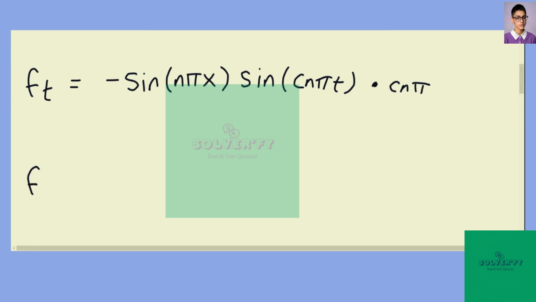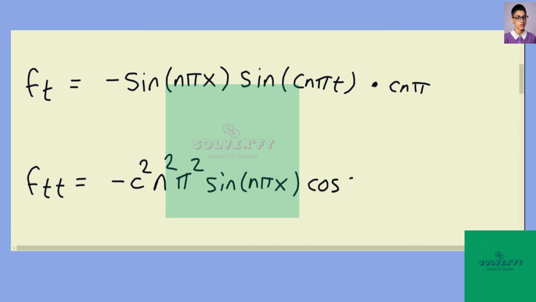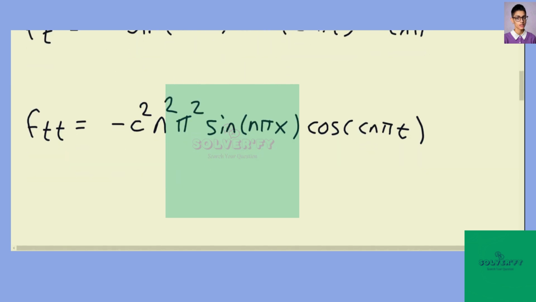And then you can see where this is going because we just pick up another chain rule factor and the sine turns into a cosine. So we get a negative c squared n squared pi squared times sine of n pi x, then a cosine of c n pi t. And now we're back with our original function, just with some extra stuff attached out front. So this is just negative c squared n squared pi squared times f of x, t.